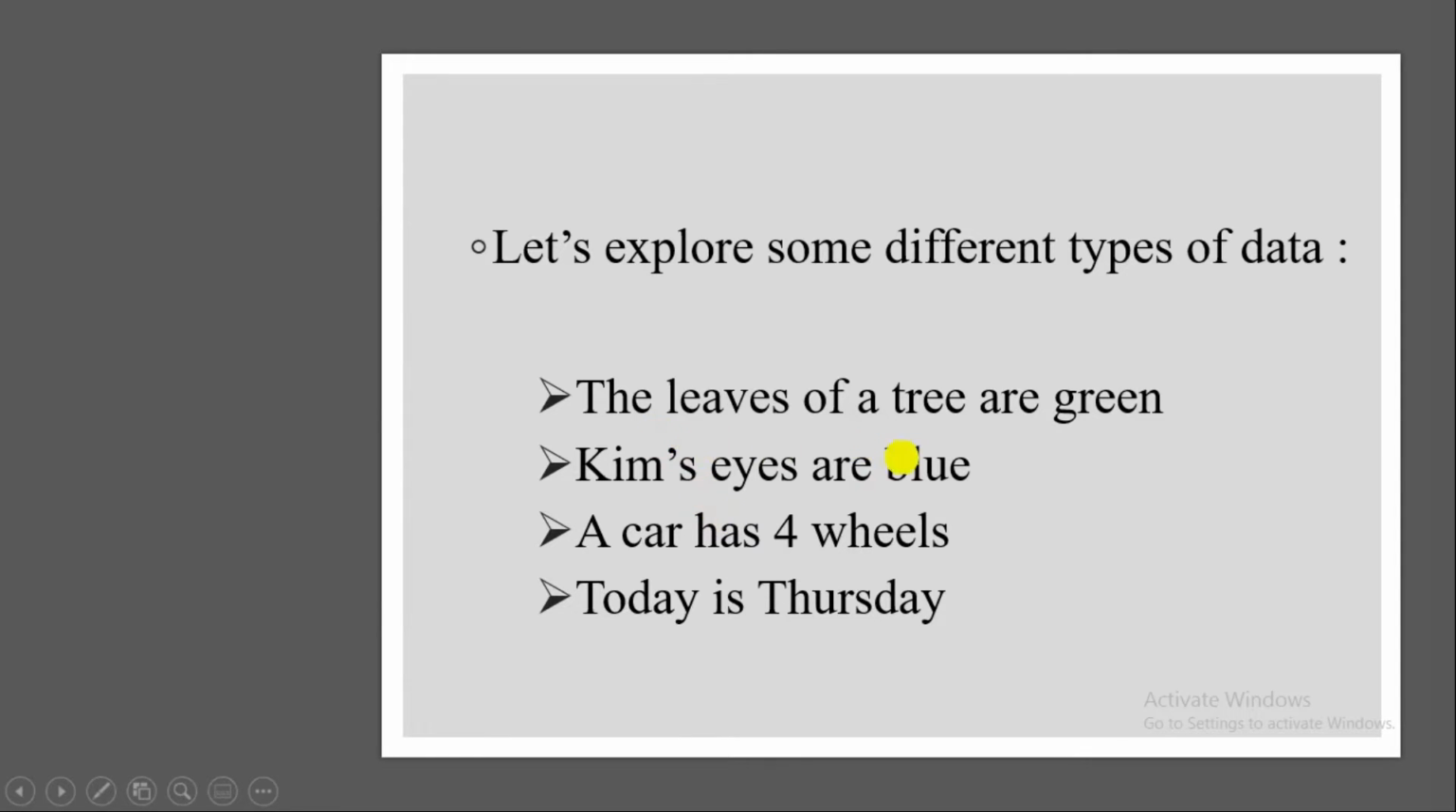The first example is: the leaves of a tree are green. That is a type of data. The second is: Kim's eyes are blue. That is data. A car has 4 wheels. And the fourth example is: today is Thursday. So all these are examples of data.